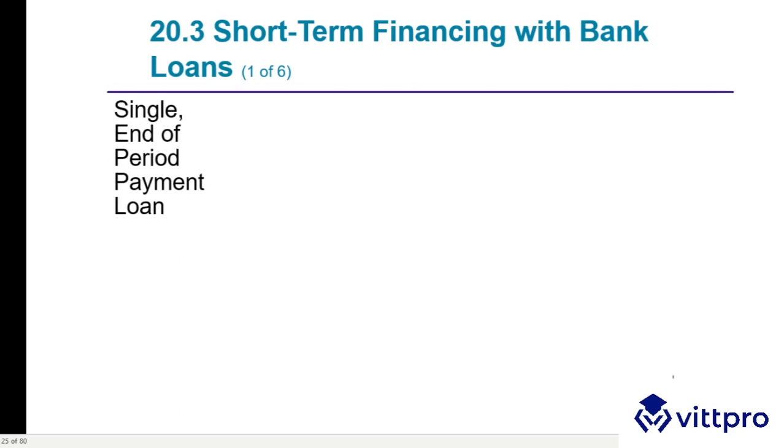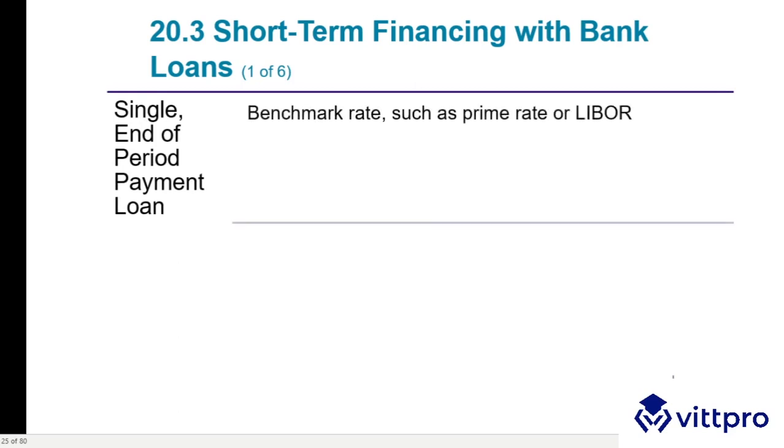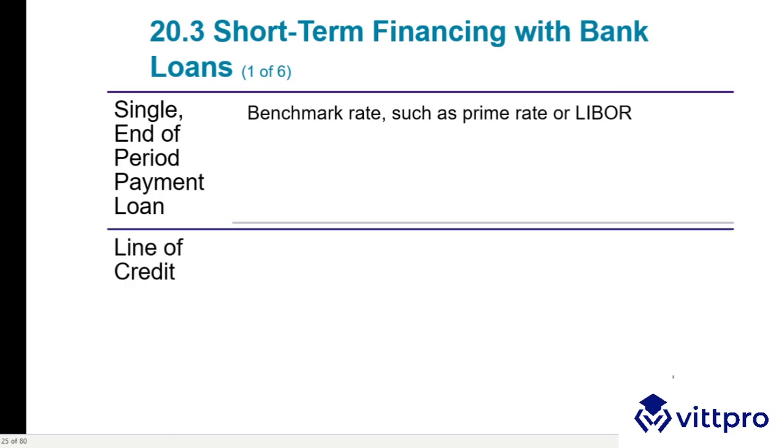There are certain single end-of-the-period payment loans, meaning you take a loan and you say, okay, at the end of the period I will repay with the interest. There's a benchmark rate such as a prime rate or a LIBOR rate. And the other way is to create a line of credit, meaning you don't really take a loan, you are just creating a line that, okay, if I need, I will take. So there are two ways, right?